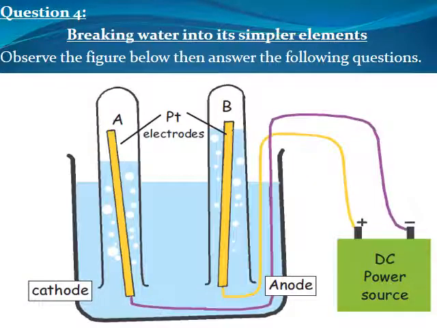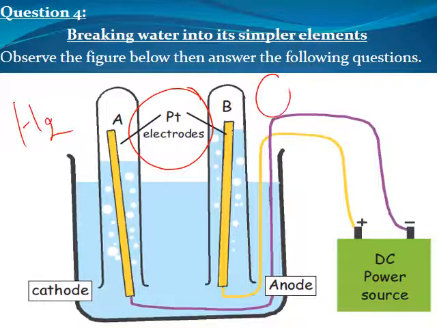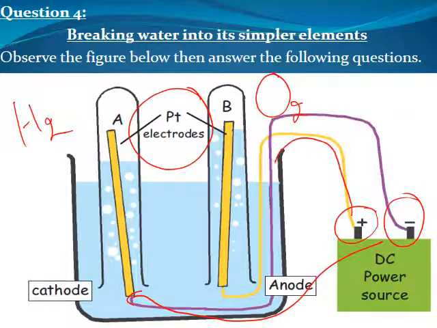Moving to question number 4, breaking water into its simpler elements. Observe the figure below, then answer the following questions. Here, this figure is the figure of electrolysis. These are the 2 electrodes, Pt electrodes, platinum electrodes. Here, we have the cathode where the hydrogen gas is formed, and here the anode where the oxygen gas is formed. The cathode is negatively charged since it's connected to the negative, and the anode is positively charged since it's connected to the positive terminal.